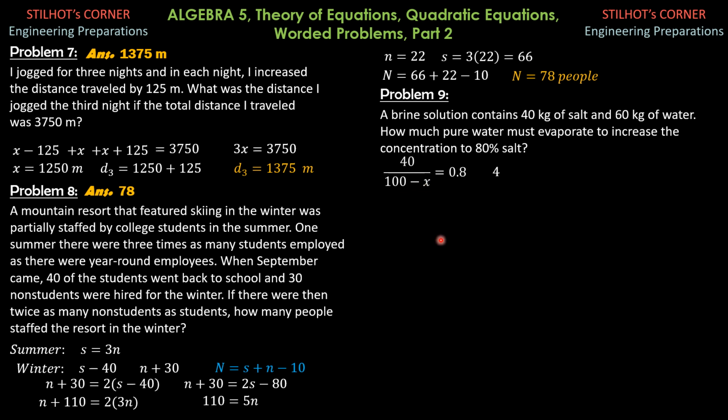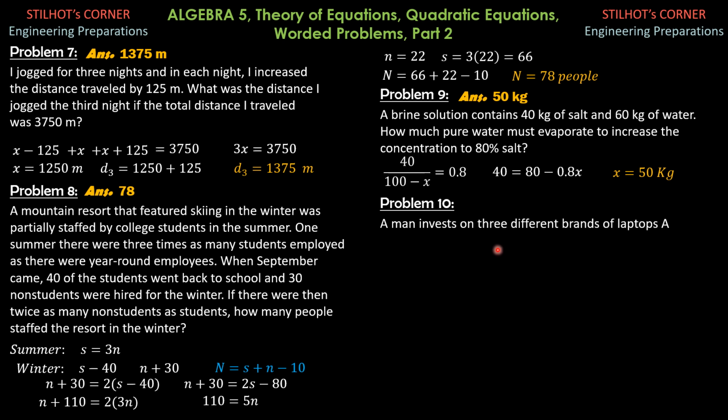So cross multiply 40 equals 80 minus 0.8x. So 0.8x equals 80 minus 40 or 40. So x is quantity 80 minus 40 or 40 divided by 0.8. So x equals 50 kilograms. So 50 kilograms of water must evaporate so that there will only be 10 kilograms of water left. So to check, 40 divided by 40 plus 10, because 10 kilograms of water will be left. 40 over 50 is 0.8 or 80% salt for that case.